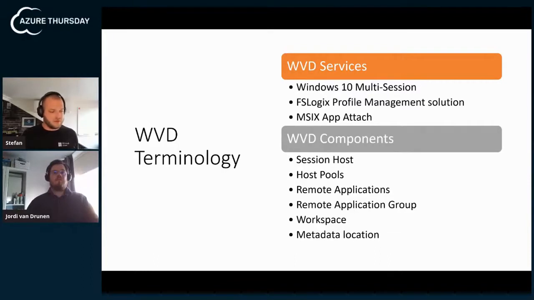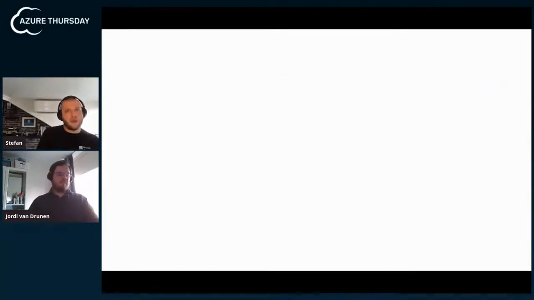The metadata is a combination of information from your WVD deployment. So the host pool naming, the naming of your applications, the user principal names which have access to connect to a Windows Virtual Desktop environment. Those are all being stored in that location. Well, that's basically it. Those are, I think, the most important components of WVD.